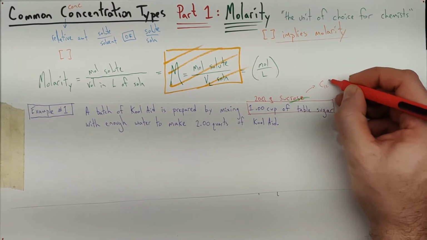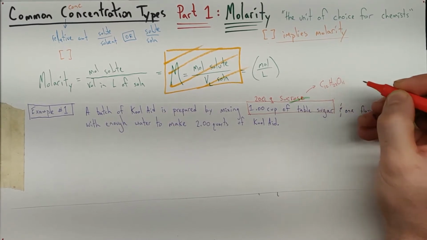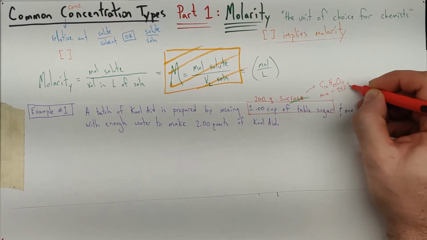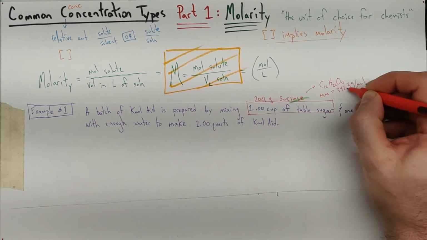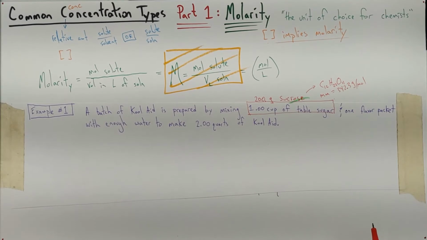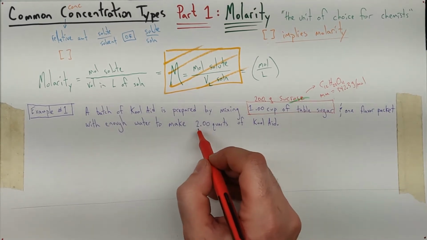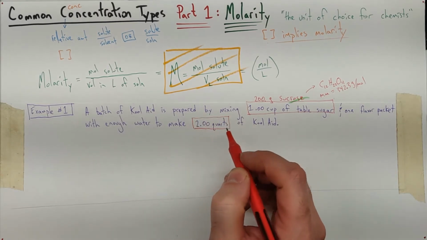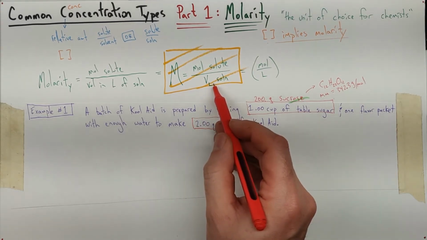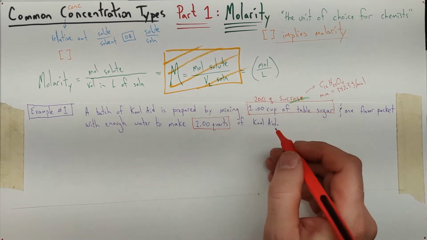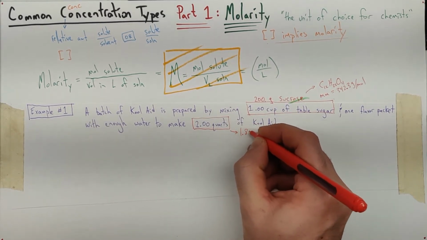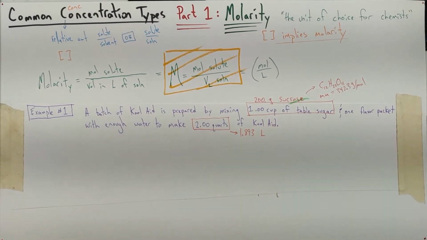Sucrose is C12H22O11, and it has a molar mass of 342.3 grams per mole. So there is some rather important information there. 2 quarts is going to be important for us as well. We need to know a volume of solution in liters, and I already looked that conversion up. It's 1.893 liters.